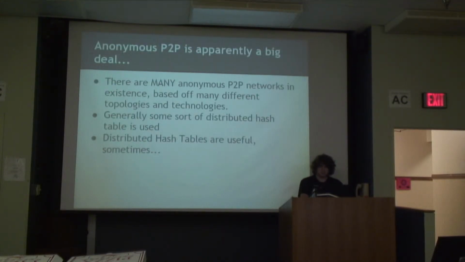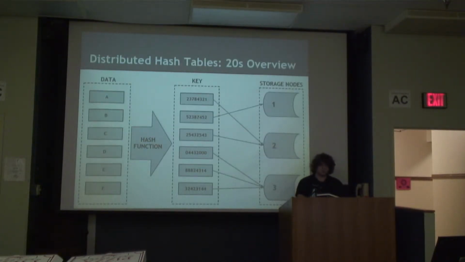So anonymous peer-to-peer stuff is apparently a big deal. There's a lot of different anonymous peer-to-peer networks in existence based off many different pieces of software. Generally, some sort of distributed hash table is used for locating a file on the network, but that's not always the best way. So a distributed hash table is basically a way of mapping a piece of data through a hash function to a key, and then saying that data should go on a certain node based on that key. So it allows you to predict what node will have the data you're looking for, which is useful when you have a lot of nodes storing one large contiguous chunk of data where a part of the data is on each node.